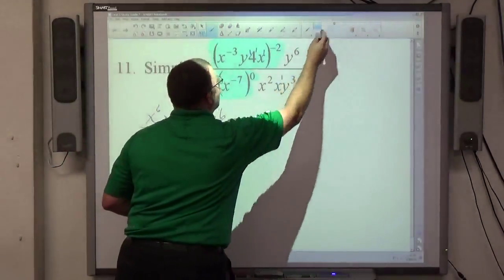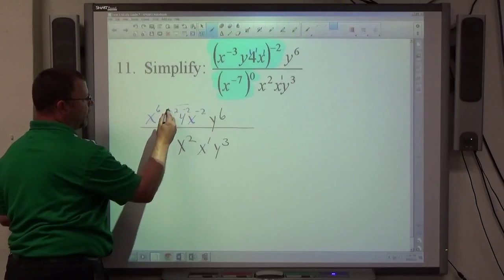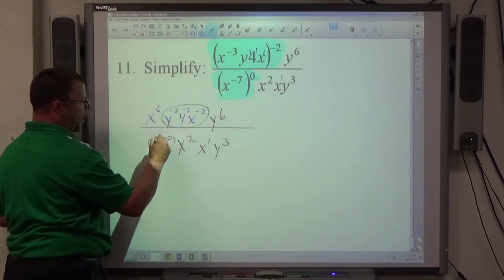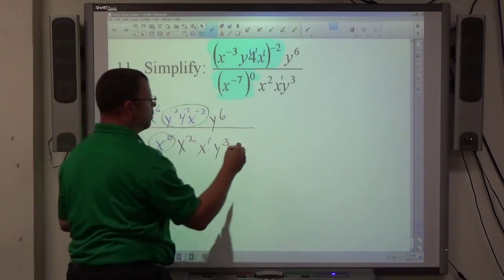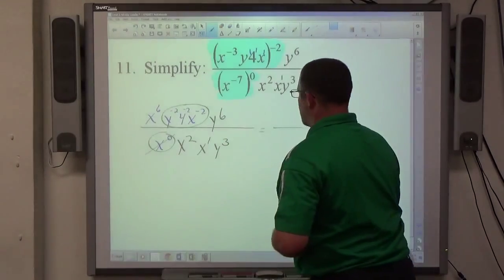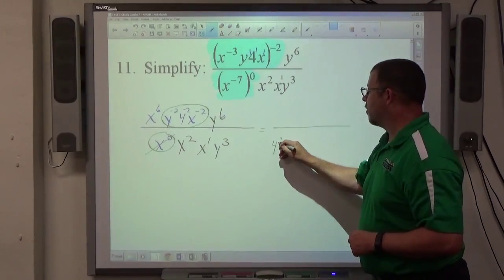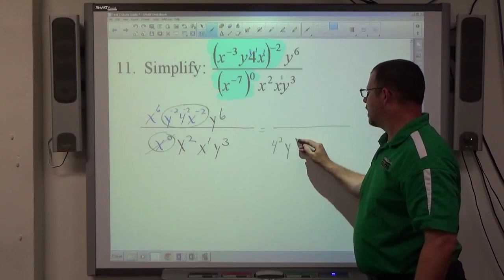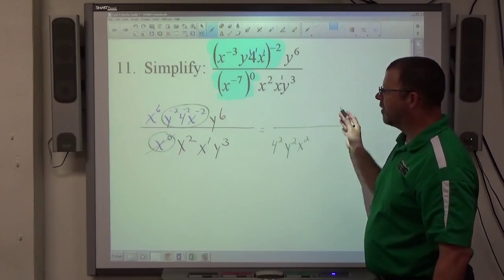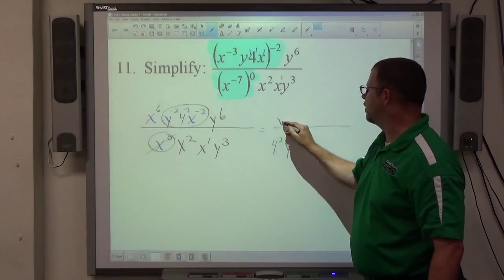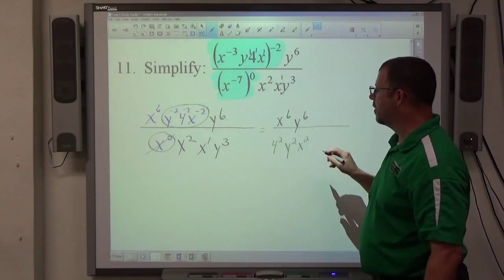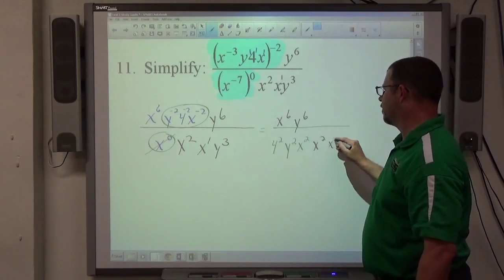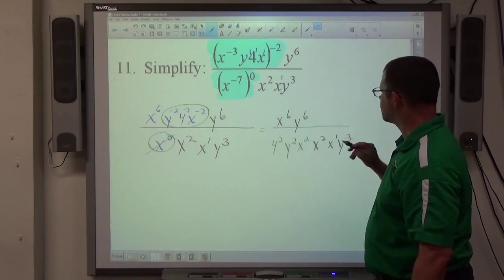Next, I'm going to deal with my negative or zero powers. All three of these guys are negative powers. That's a zero power. That doesn't matter. The rest of them are going to move. So, I'm bringing 4 squared down. Notice I put that in front. I like my numbers in front. I'm going to bring a y squared and an x squared down. Everything else stays right where it's at. So I still have an x to the 6th on top, a y to the 6th on top. I got an x squared, x to the first, and y cubed on the bottom.